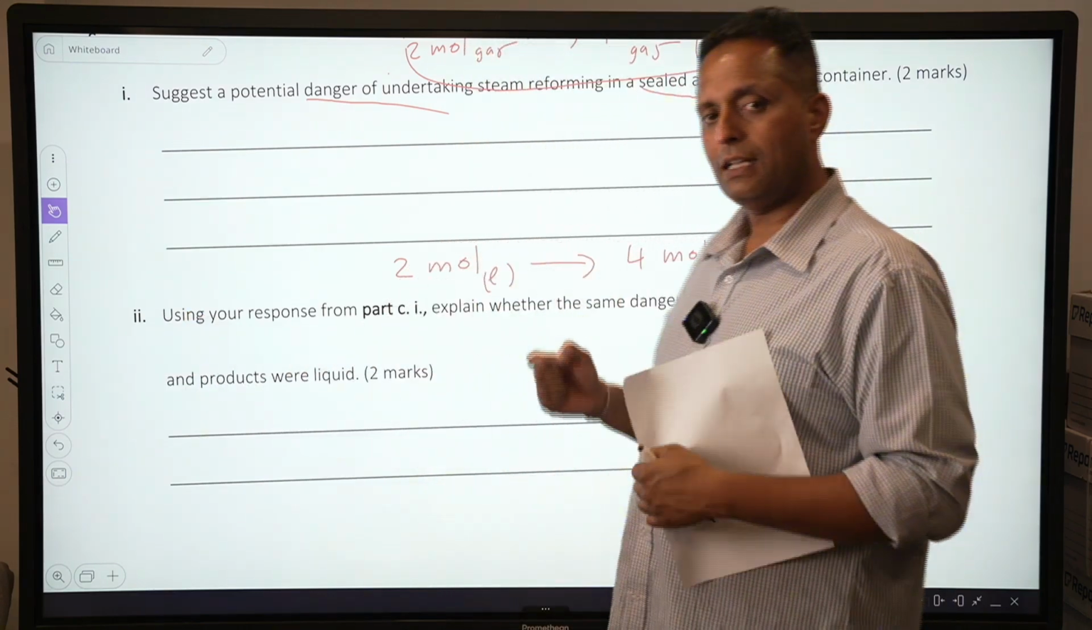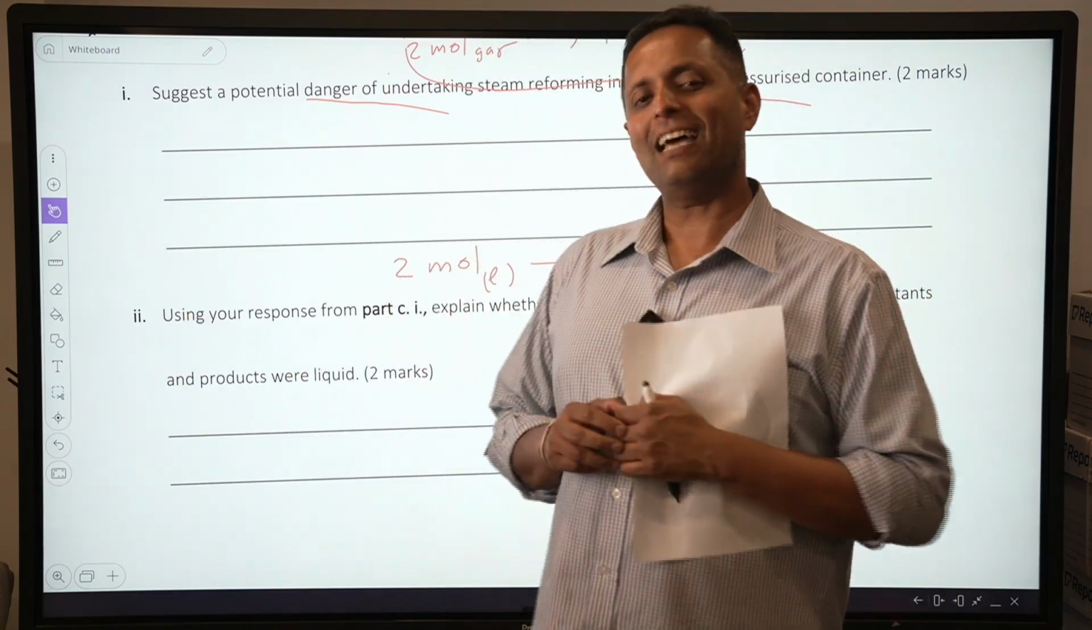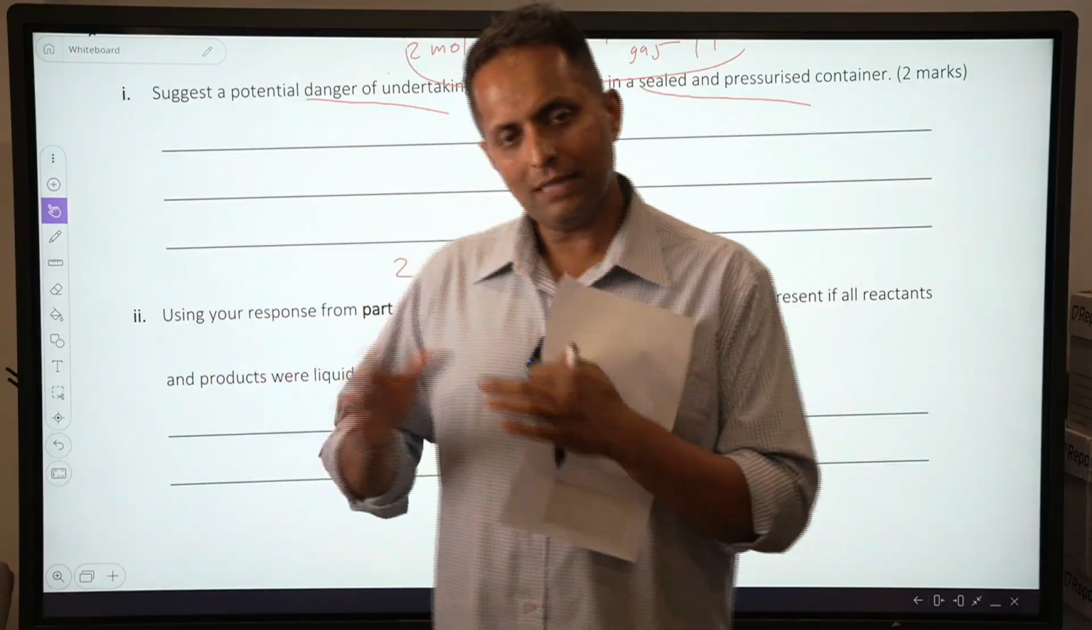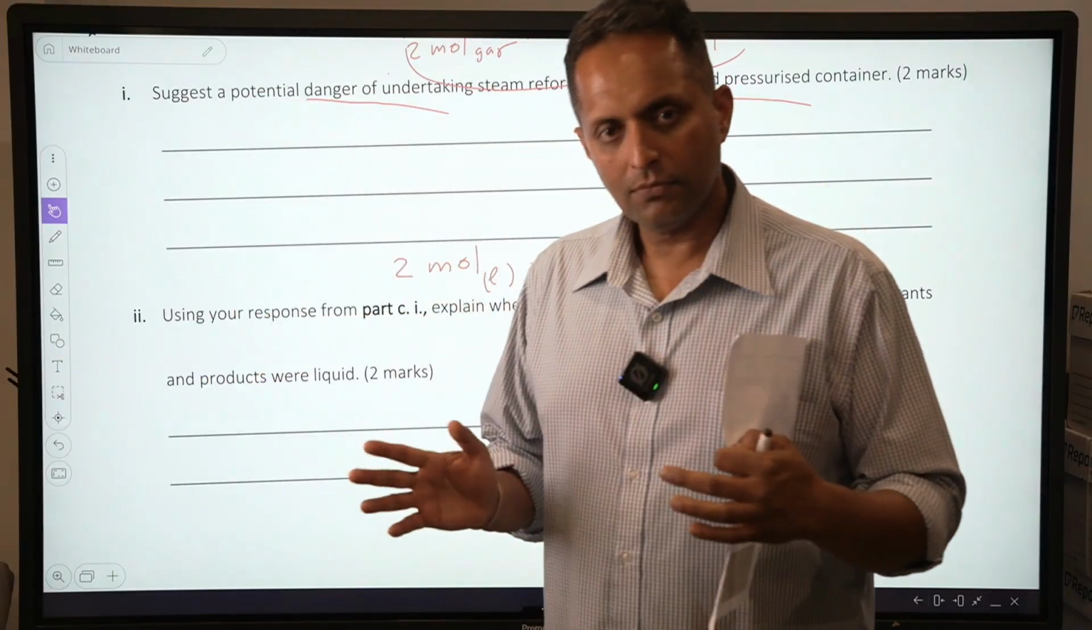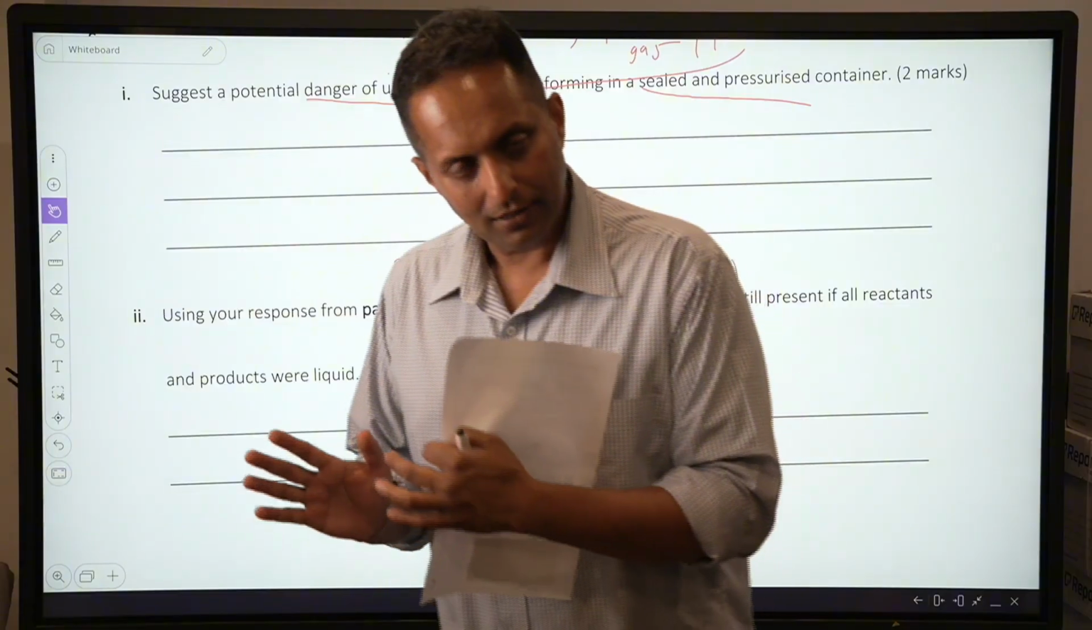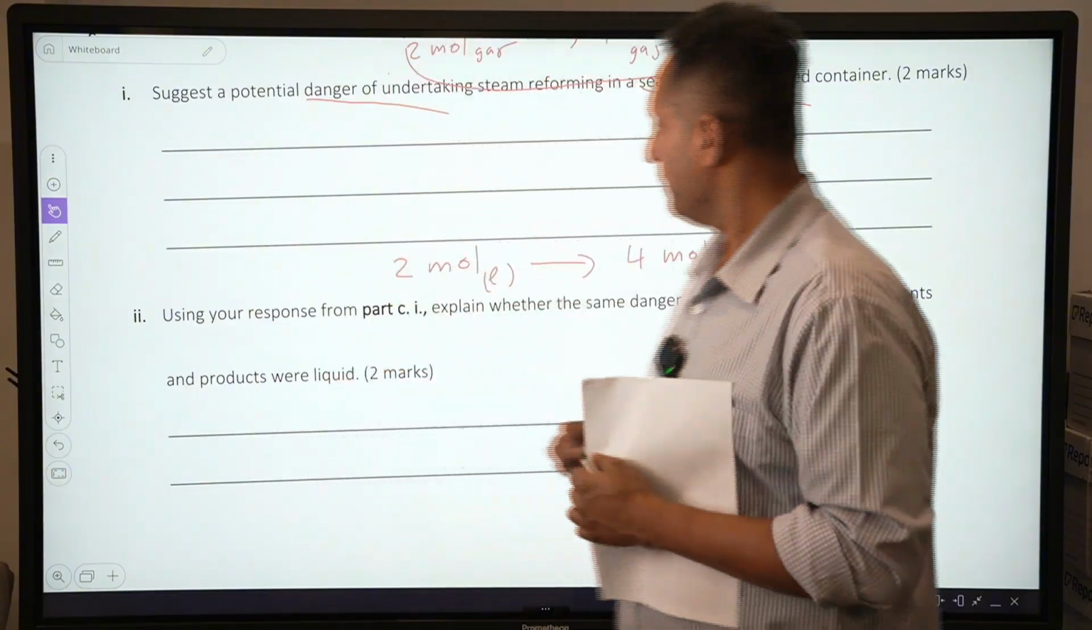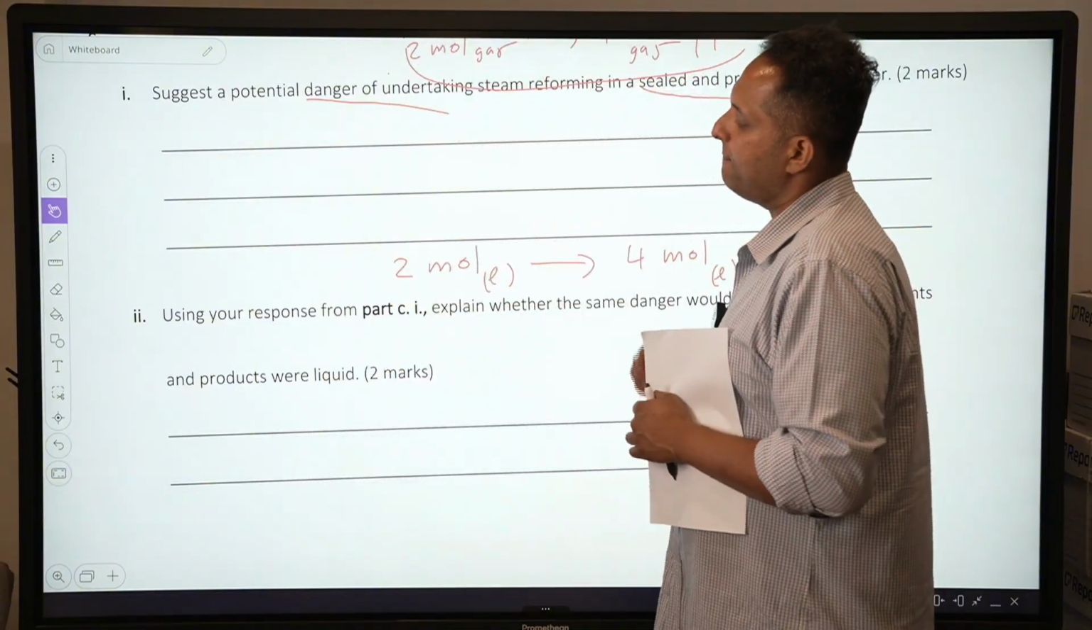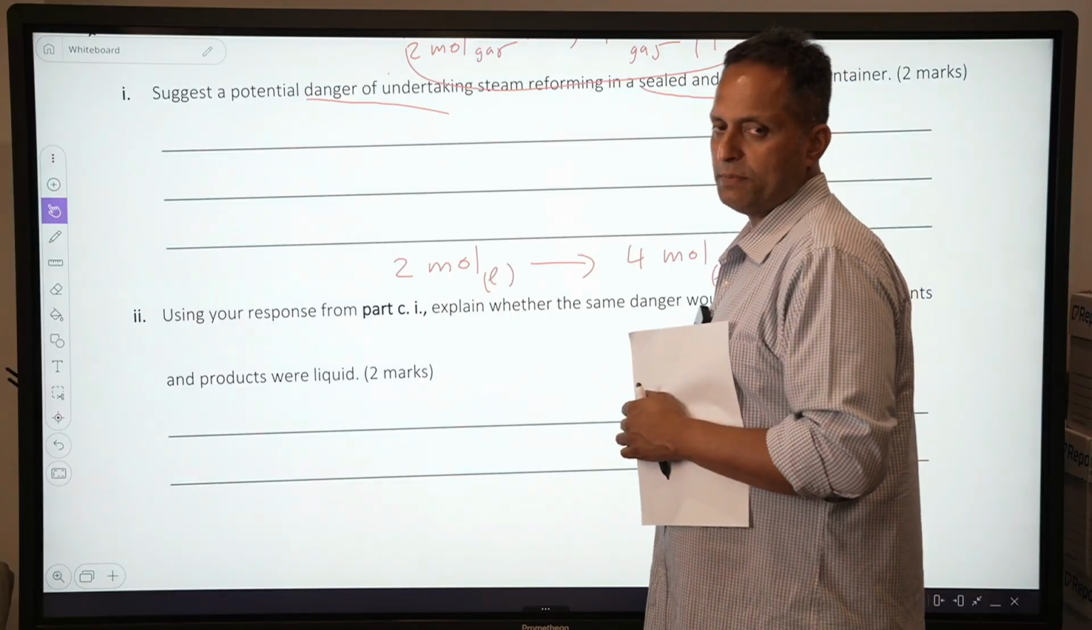So in other words, liquids are not expandable. So there is no change in volume. So there is no danger. Is that clear? Right, I'll write the answer for that in the description as well.